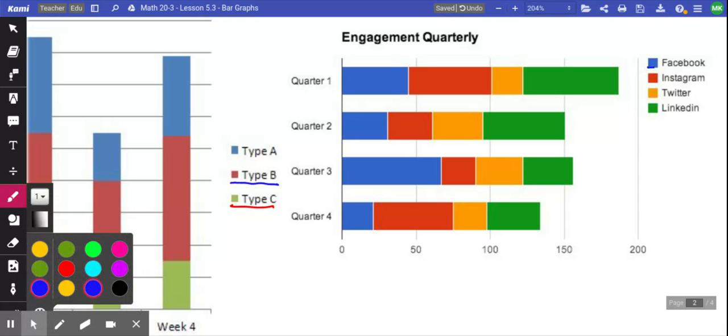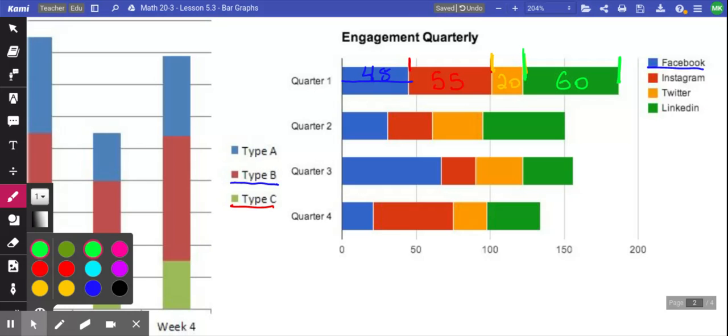In the first quarter, Facebook went from here to here, which is about, I don't know, let's say 45. Then you had Instagram. Instagram went from here to here, which is up to 100. So, we'll say there's 55 total in there. Then you had Twitter. Twitter went from here to here, which is looking like it's about 20. And then we had LinkedIn. LinkedIn goes from here to here, which is going to be about 60, we'll say.